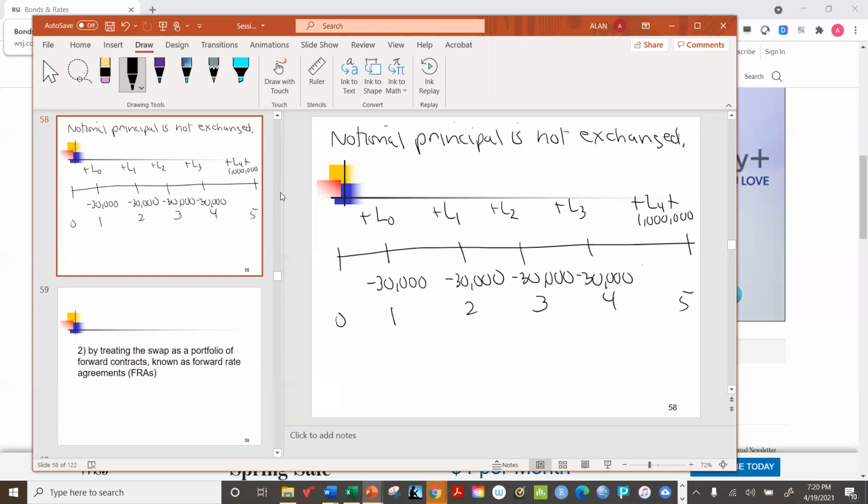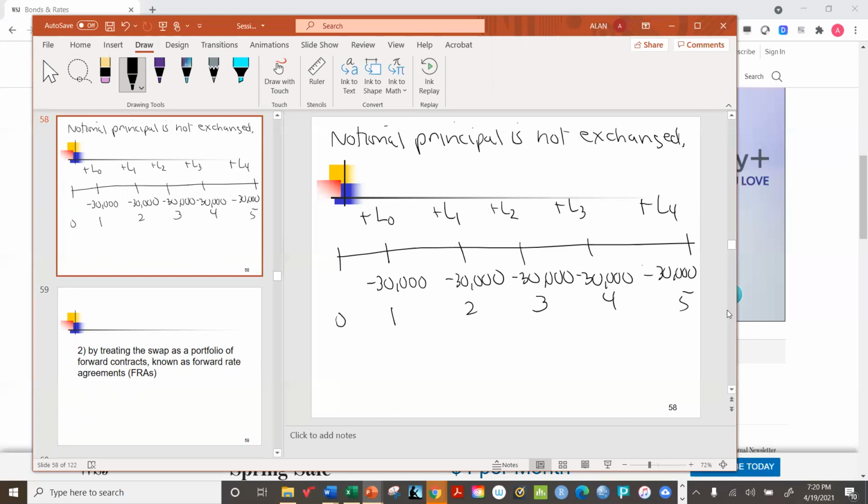Well, actually, no. You know why? I just realized, no, that's not correct, because there's no transfer of the notional principal. So this is just straight ahead, L4. And down here is just minus 30,000. So those are the net cash flows to the swap, because there's no exchange of principal.